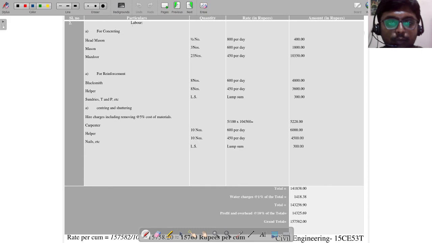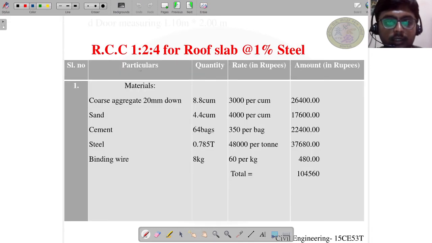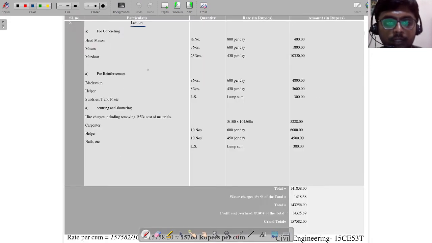So this is the important work. As I said, we are taking known volumes. For example, here we have taken 10 cubic meter of wet volume of concrete. For that, based on experience, we know how many laborers are required. For example, for concreting, we need head mason of half number, mason of 3 numbers, and mazdoor, that is helpers, of 23 numbers. So what is this half number?